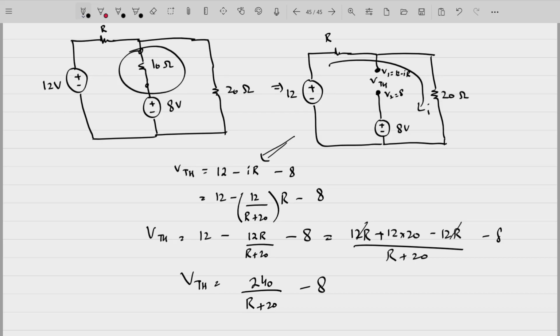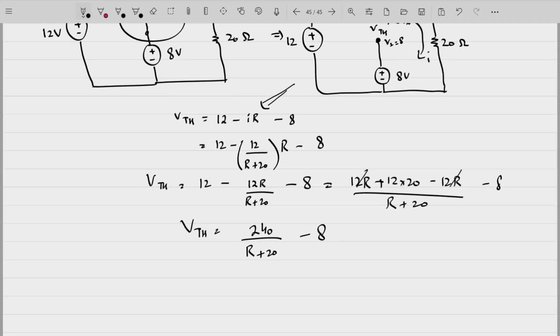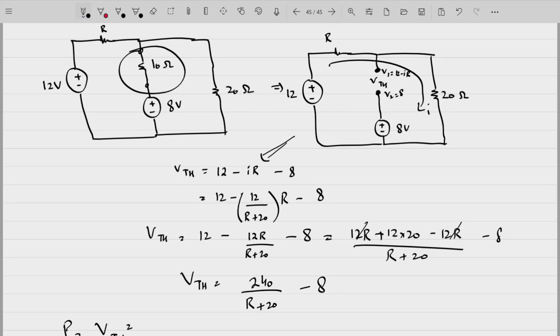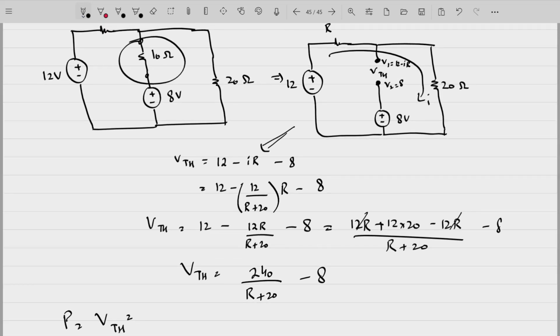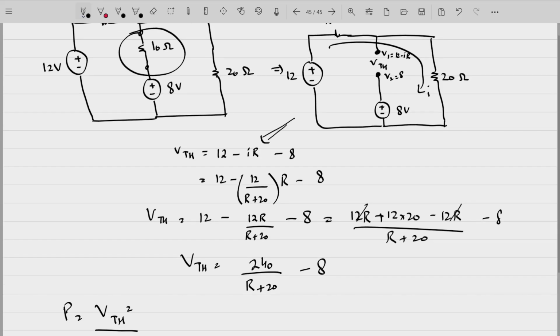Now VTH is the voltage across this 10 ohm resistor. So what will be the power across this 10 ohm resistance? That will be VTH square divided by 10. So this is the power across this 10 ohm resistor, V square by R. Simply V is the voltage across this 10 ohm resistor, VTH, and divided by resistance R. So when will P be maximum? When V will be maximum, VTH will be maximum. So when will VTH be maximum in this case?